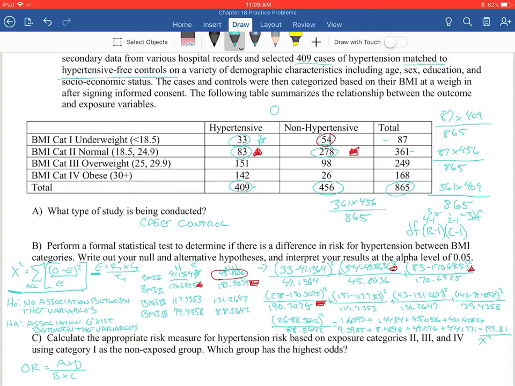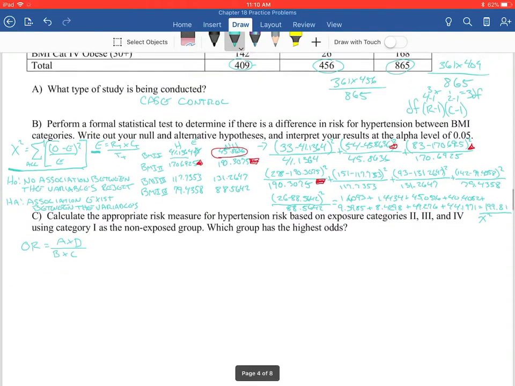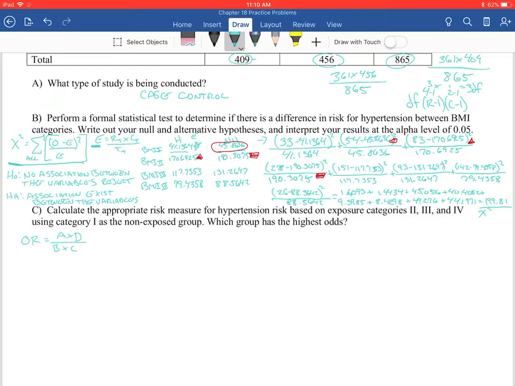What is our actual p-value? Well, our p-value, if you keep going all the way down, you'll see that at 0.0005, chi-squared is 17.73. Our value is still higher than that, so our alpha level is going to be less than 0.005. In either situation, we're going to reject the null hypothesis, stating that an association exists between the variables.